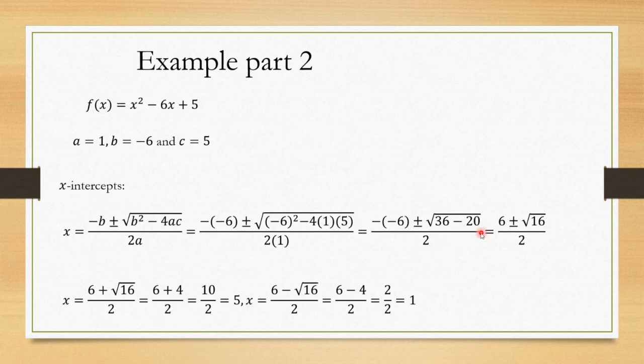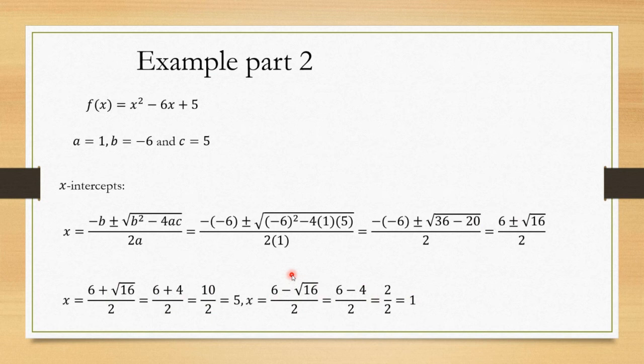And so we get 2 solutions here. One where you have addition. The other one is by subtraction, as you can see. So we have 6 plus 4 over 2. 10 over 2 is 5. 6 minus 4 over 2, which is 2 over 2, which is 1.